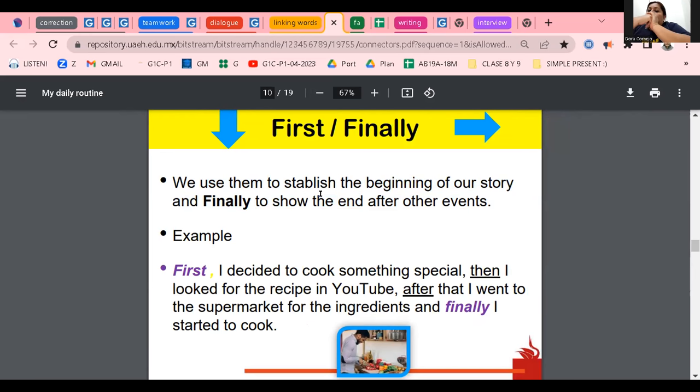Okay, perfect. Entonces lo utilizamos para establecer el principio de nuestra historia y el final, ¿verdad? And finally to show the end after other events. Para mostrar el final o lo que hicimos después de otras actividades. And we have an example. Estamos first and finally. The example. Dora, please help me reading the example.